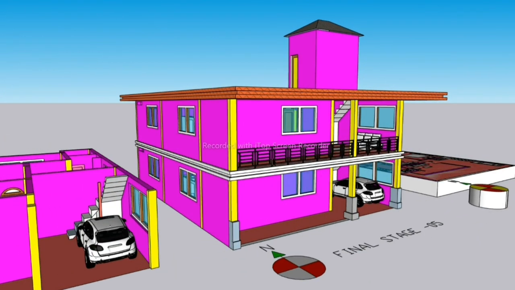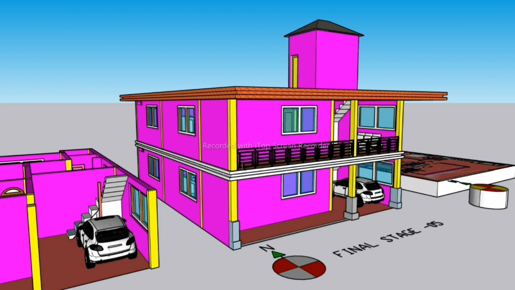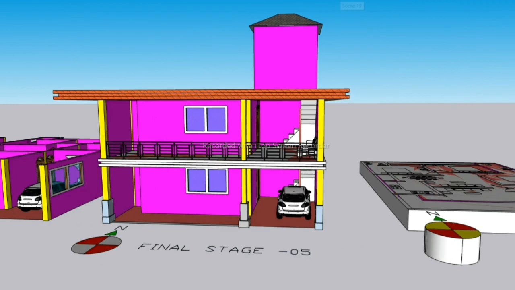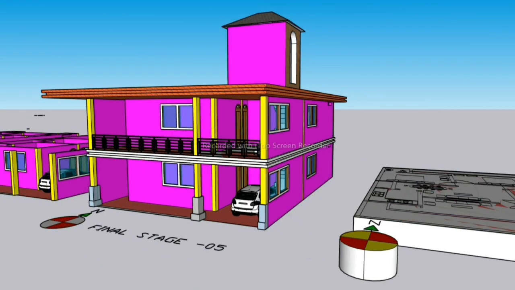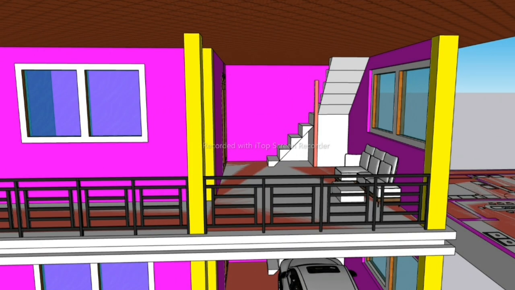I'm showing you the model from different angles so that you can easily understand both side views. Another angle view, look at that. Very close up. Here we go.